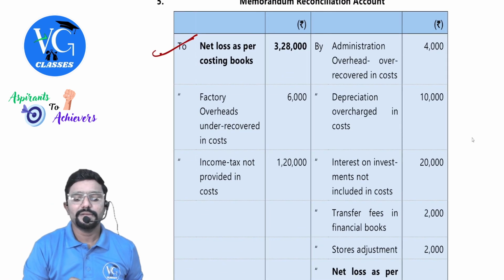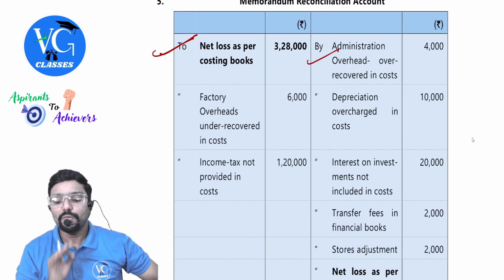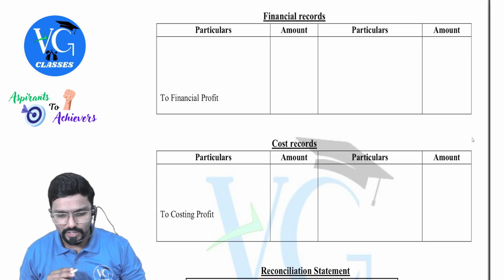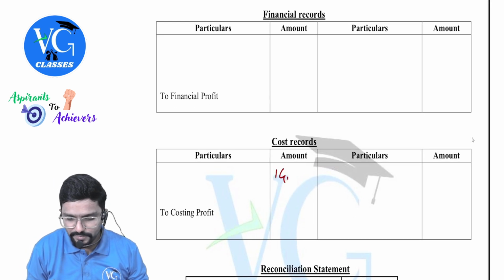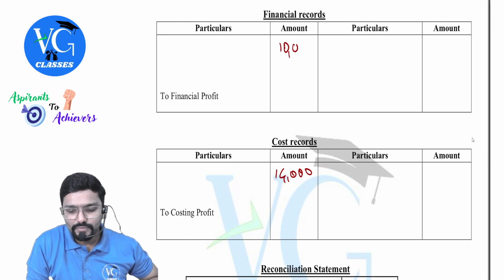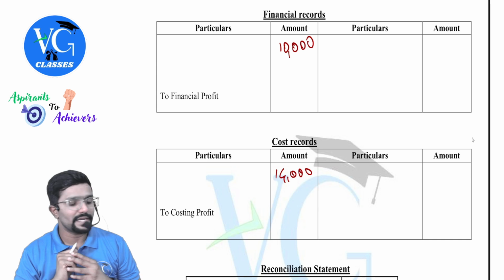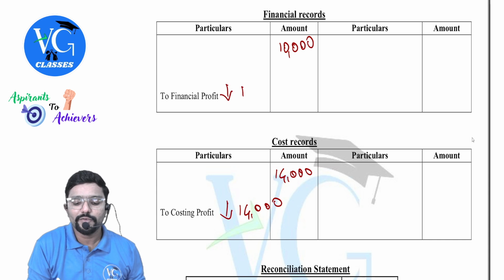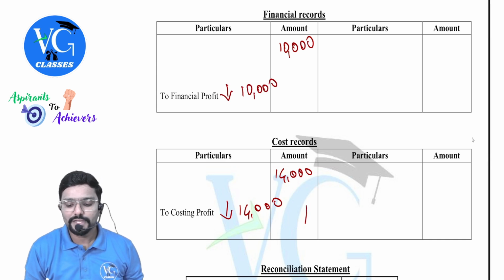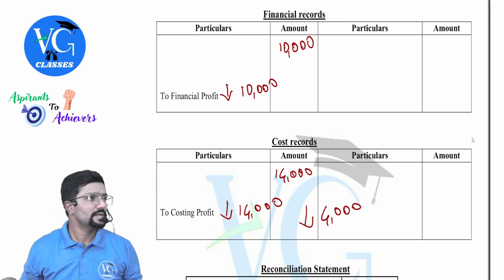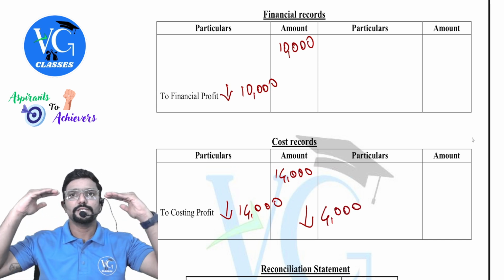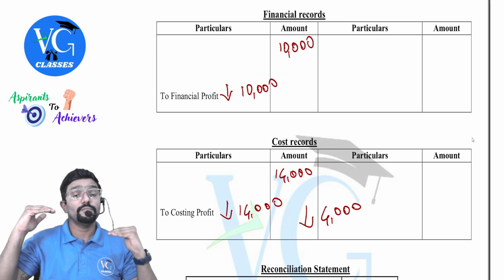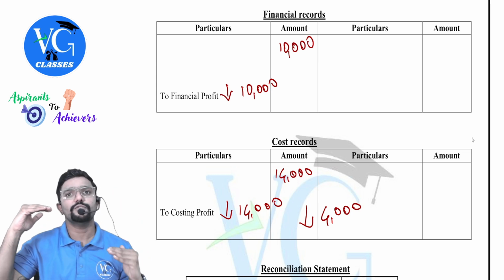Let me check with this only. Administrative overhead over recorded in cost, 14,000. Let me put it here. Here, 10,000. My costing loss is the starting point. Because of this, my costing profit has come down by 14, whereas my financial profit has come down by only 10. So it is further down by 4,000. My financial profit has come down only by 10,000, whereas my costing profit has come down by 14,000. So there is a gap of 4,000.